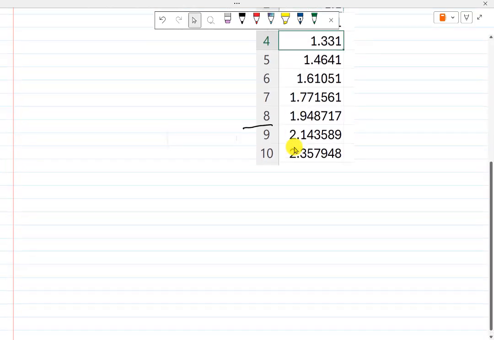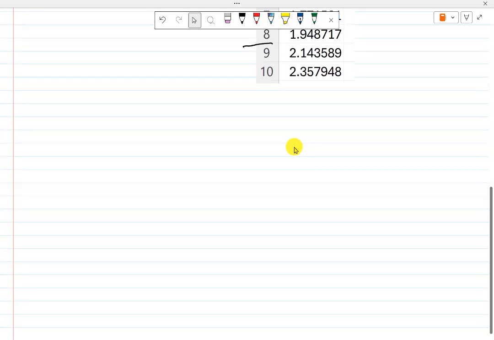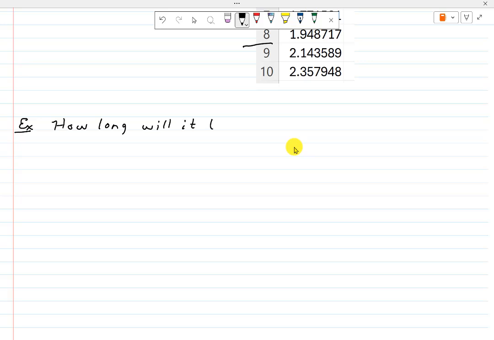Let's do another one. How long will it take an investment to double at an APR of 5%?